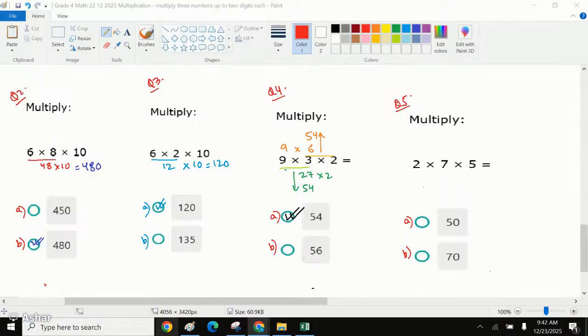Okay, very good. What about the last question? 2 multiplied by 7 multiplied by 5. So the easiest way to do this question is you multiply 2 by 5. This becomes 10. And this was 7. So we know that 7 multiplied by 10 is 70. Yes, your answer is correct. Thank you. Option B is the correct option. So we click on this option on the screen.